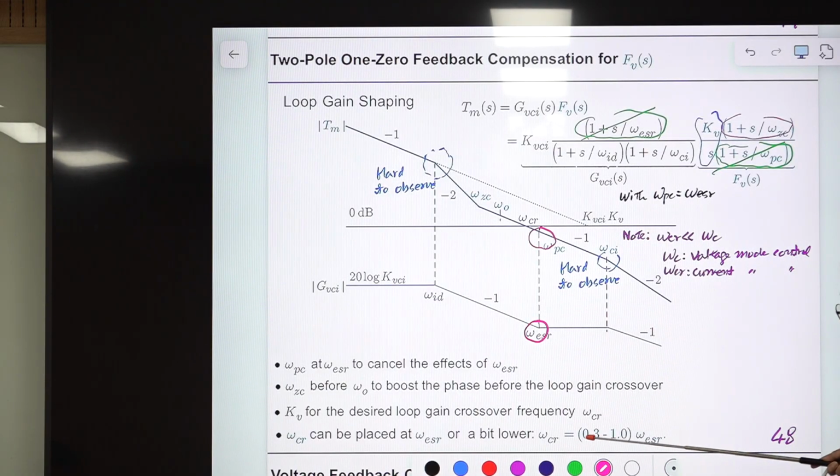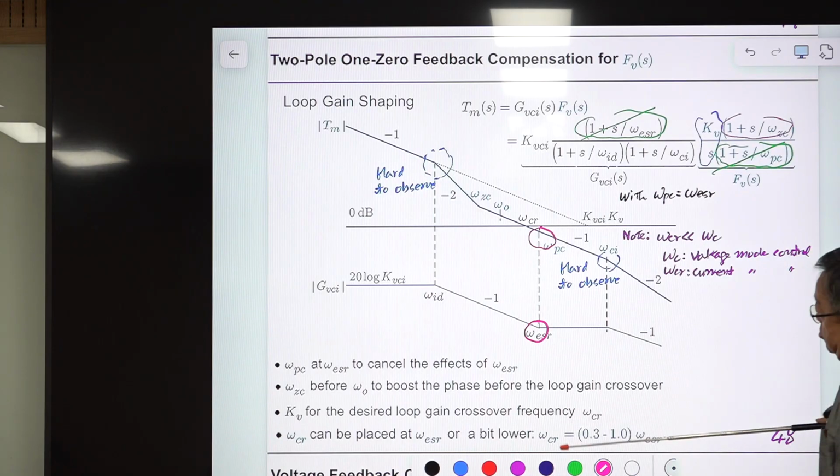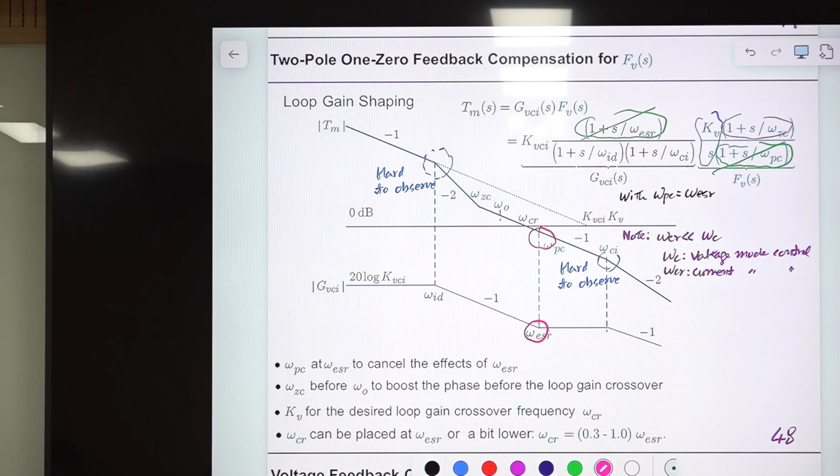Otherwise, you can go this direction, and somewhere in between is okay. Selecting this can be done by the trial and error method. If you increase or decrease this, only the phase margin will be changed. You can check that from the simulation. Then you can adjust this one.